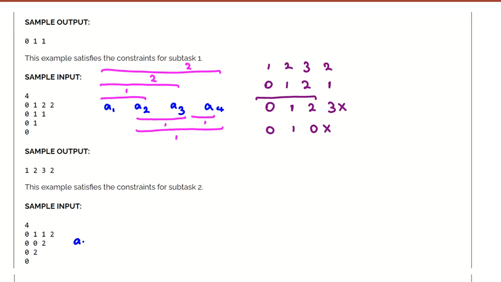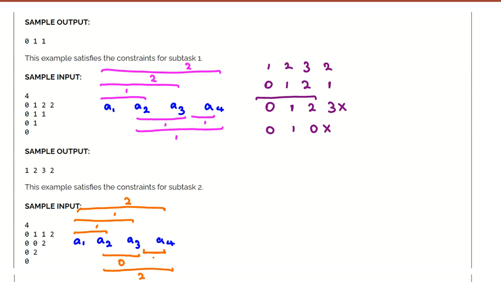Let's check last input. Again, in this part, we can say A1. We have 4 elements, A1, A2, A3, A4. And the range here is 1. Range here is 1. Range here is 2. Range here is 0. Range here is 2. And range here is 2.